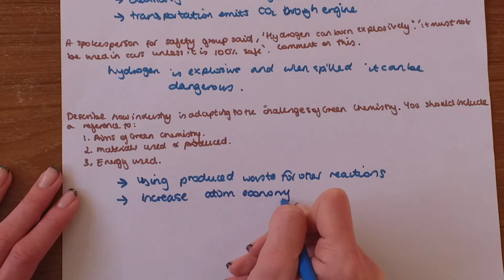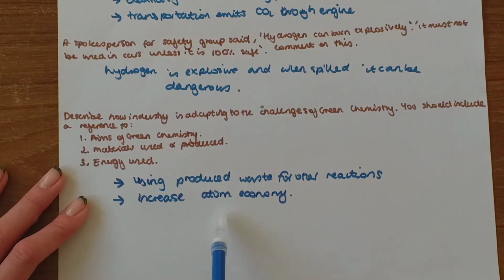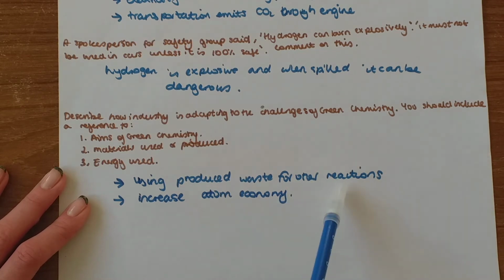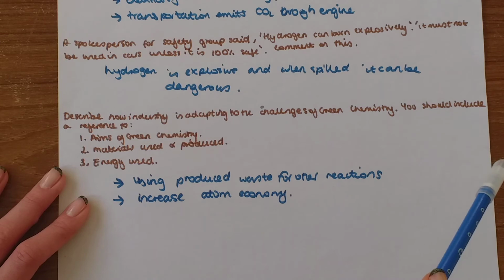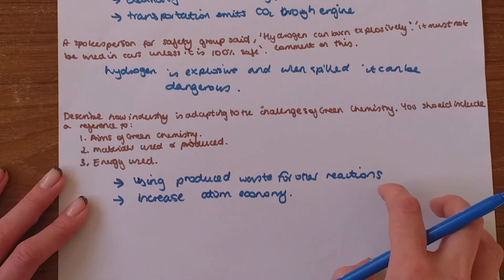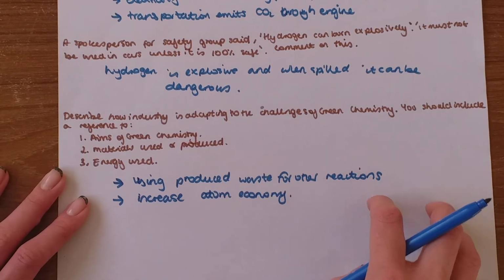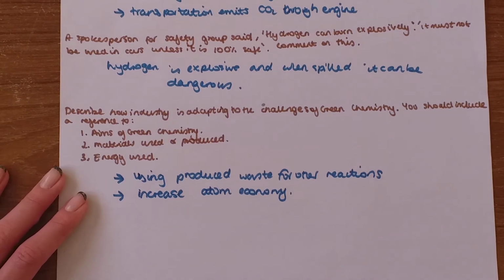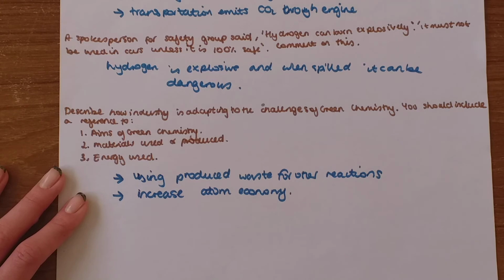As you know from previous topics, atom economy is how effective that product is. So the atom economy increases if you have more of the product that is needed. I hope this makes sense because it's really hard to explain. So only produce what is needed and not produce too much.